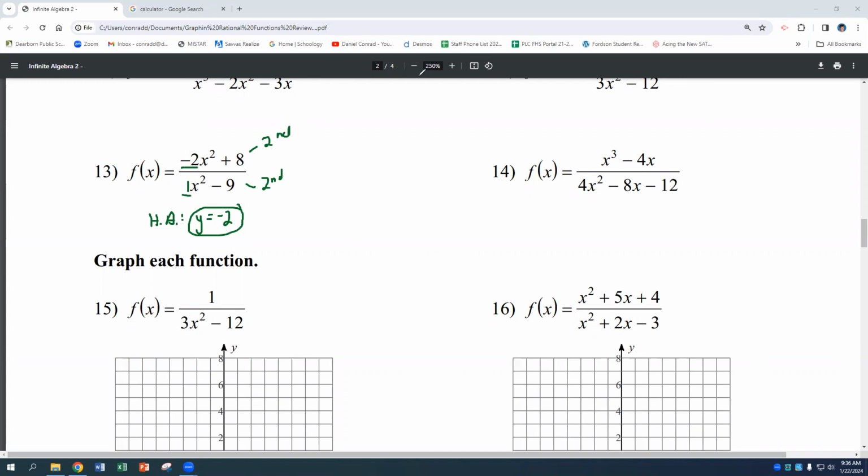And then my vertical is going to be, let's see, we got to set x squared minus 9 equal to 0. I'm going to add 9 to both sides. I get x squared equals 9. I take the square root of both sides, and I get x equals 3, and x equals -3.